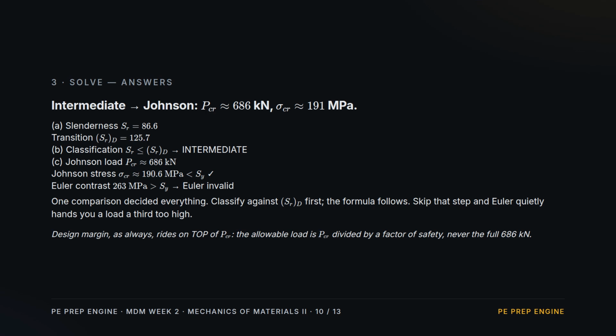The answers: slenderness 87, transition 126, so the column is intermediate. Johnson gives a critical load of about 686 kilonewtons and a stress under yield. Euler, by contrast, would have claimed a stress above yield and is rejected. One comparison decided all of it. Classify first, and the right formula follows.